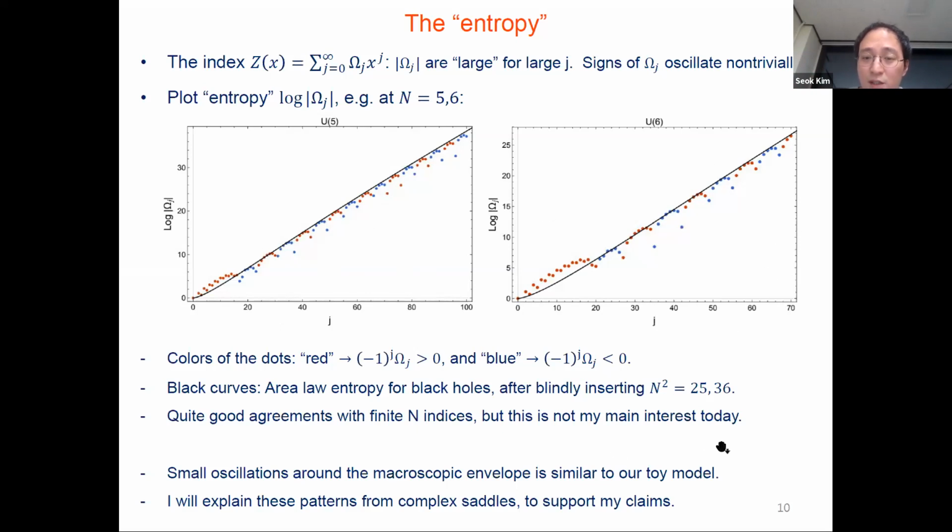But this is not really my interest here. I really want to understand this detailed oscillation pattern in order to establish and confirm my interpretation of the Legendre transformation. Okay, so the conjecture. Yeah.